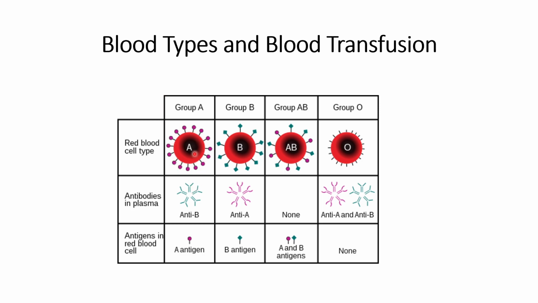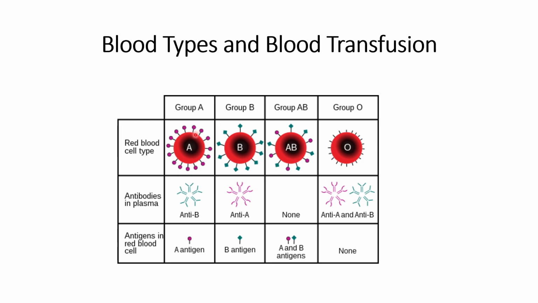How are these blood types actually defined? Blood types are defined based on the carbohydrates that are present on the red blood cell. In the case of group A, we can see that the A antigen is present on the red blood cell of group A.